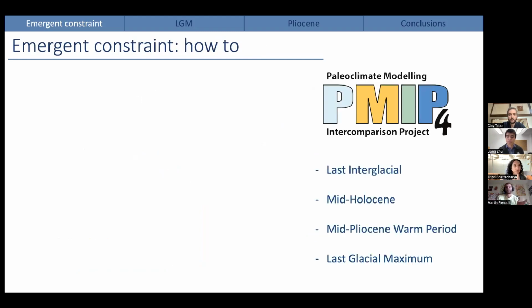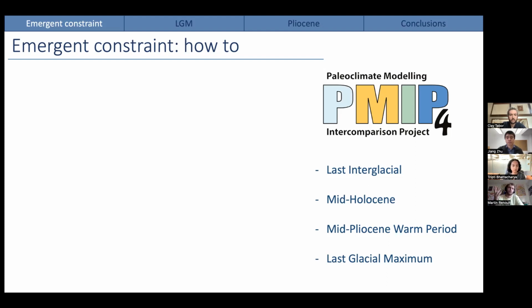And so the way you do it is basically you only need an ensemble of climate models that are going to simulate the same past climates. And thanks to the Paleoclimate Modeling Intercomparison Project, which designed those paleo simulations with similar boundary conditions across different generations of modeling, you can use this ensemble of models in an emergent constraint framework. In the latest, PMIP4, there have been 4 big past climates that are simulated: the last interglacial, the mid-Holocene, the mid-Pliocene warm period, and the last glacial maximum.